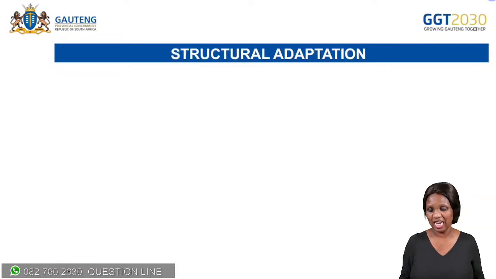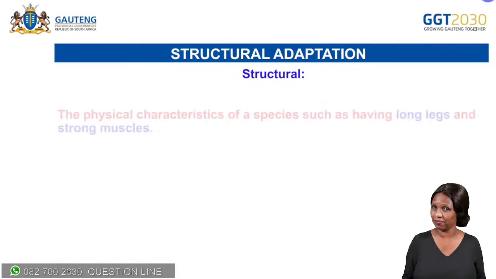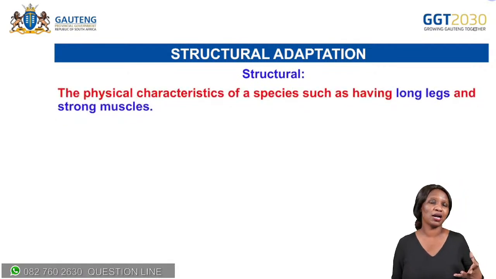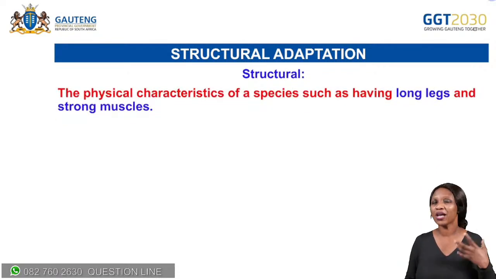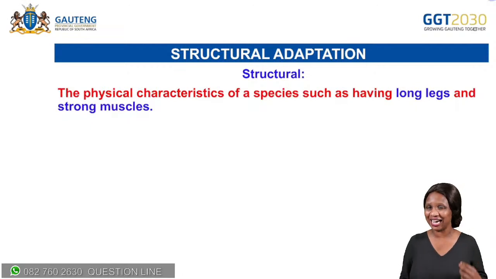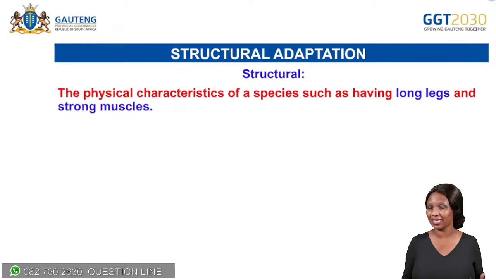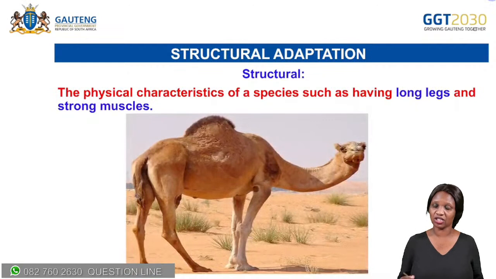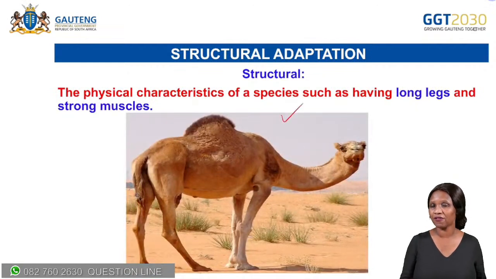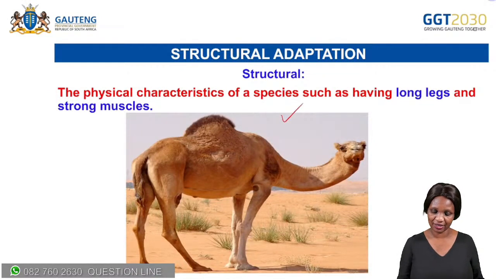Let's move on. Let's look at structural adaptation. Remember, when we're talking about structural adaptation, we are talking about the physical characteristics of a species, such as having what? Long legs and strong muscles, like a camel. Right. Let's look at the camel. We've got a good picture of a camel. Look at the legs. Very long. Right.